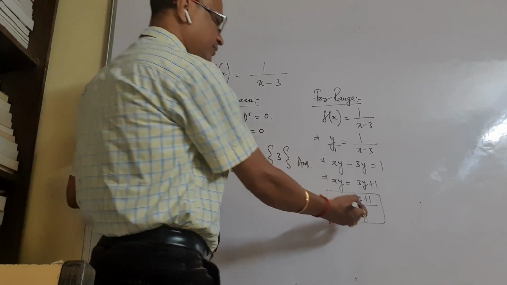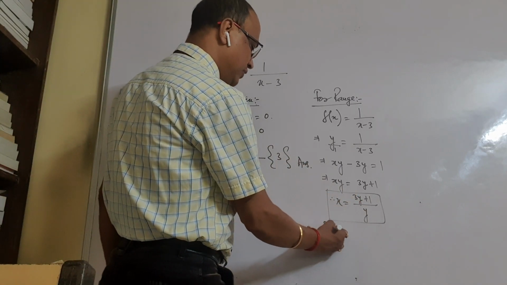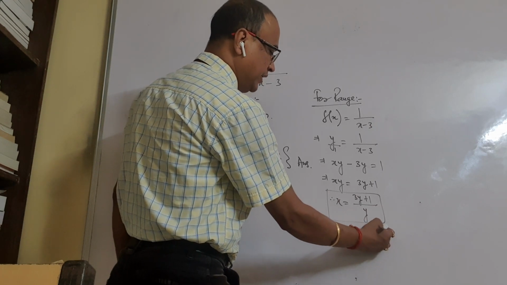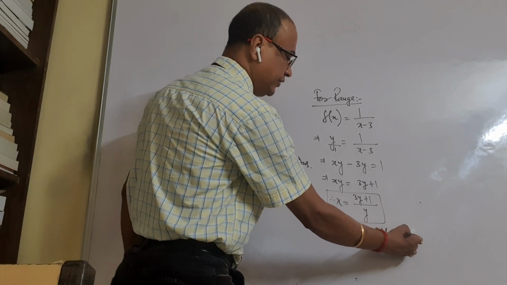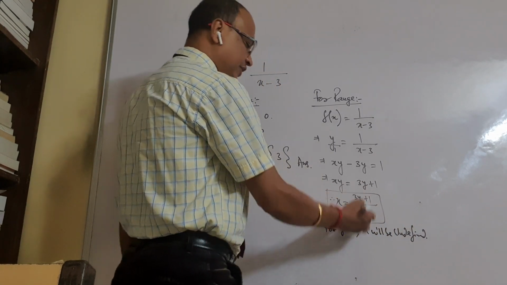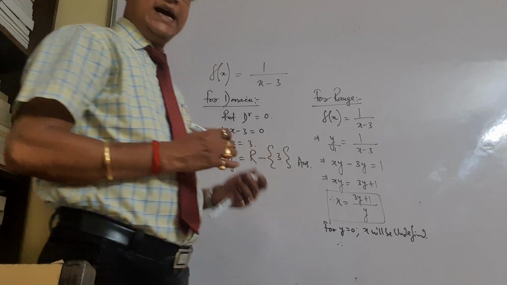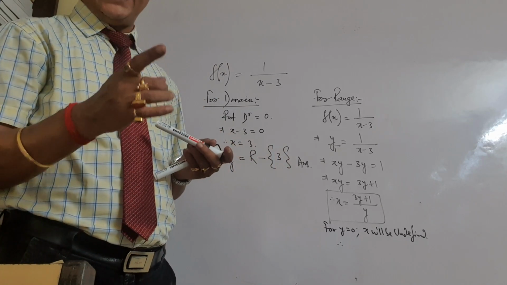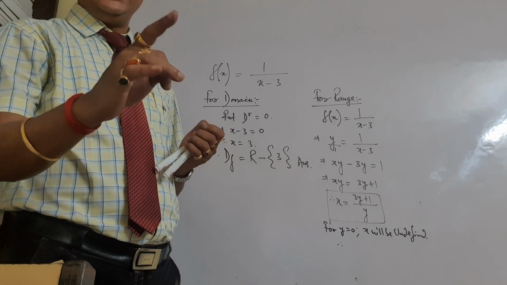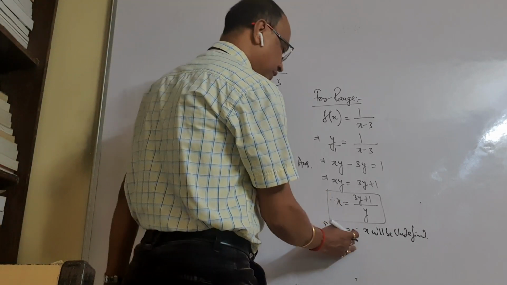It is very clear from here. For y equal to 0, x will be undefined. That means we cannot take y as 0, but except 0, we can take all the values. And you know that range means values of y, all the values of y for which x lies in the domain. So y equal to 0 cannot be taken.